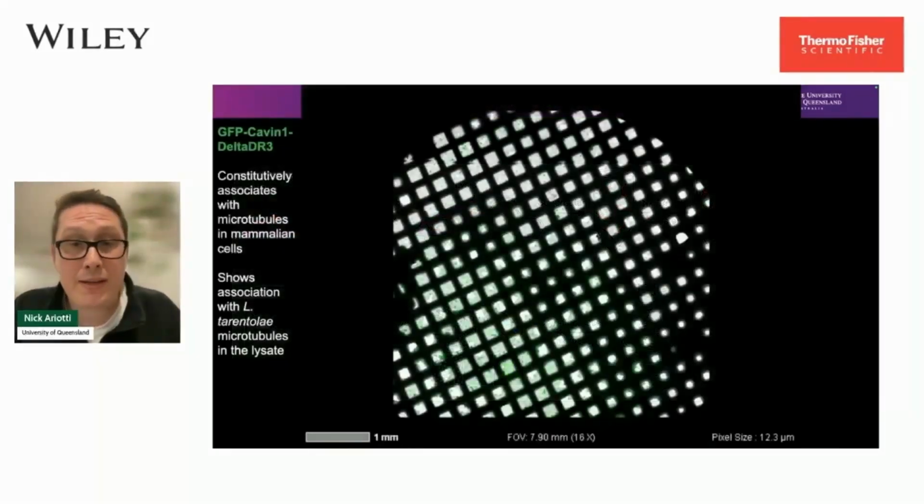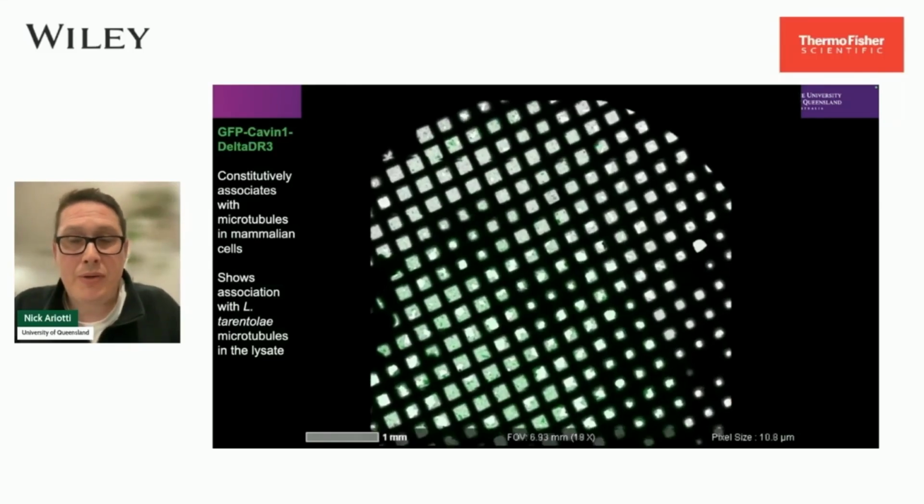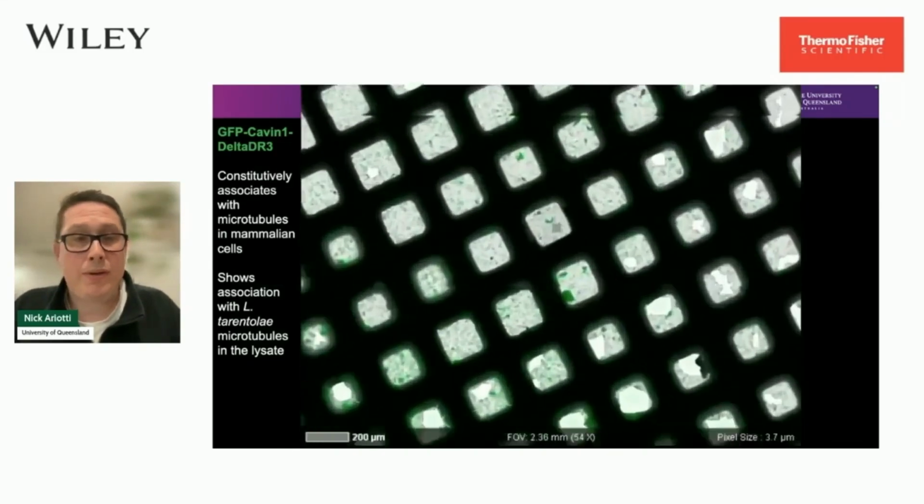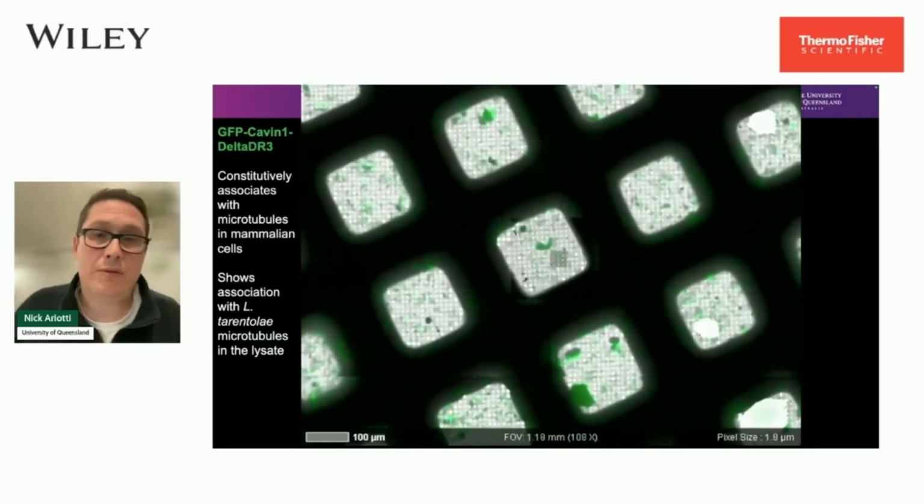And this is what your data can look like. This is what our data looks like. This is the expression of a protein of interest. This one that targets to microtubules. It's a mutant of CAVN1.